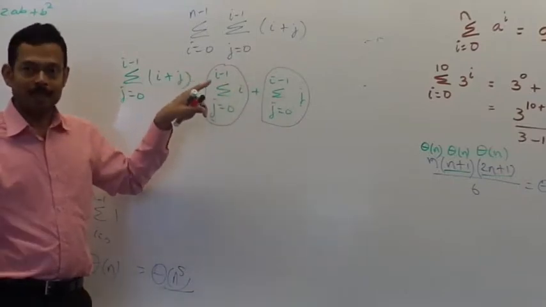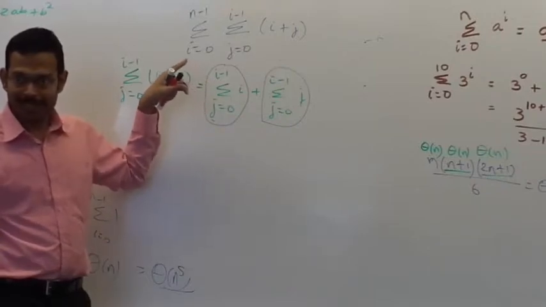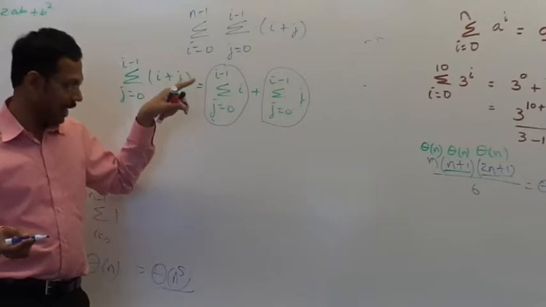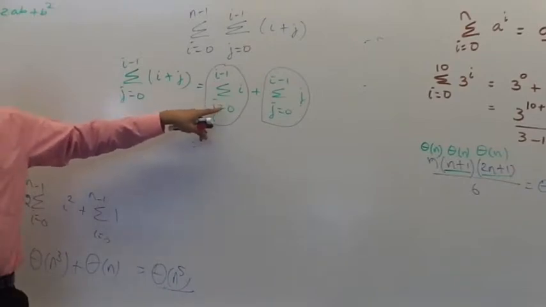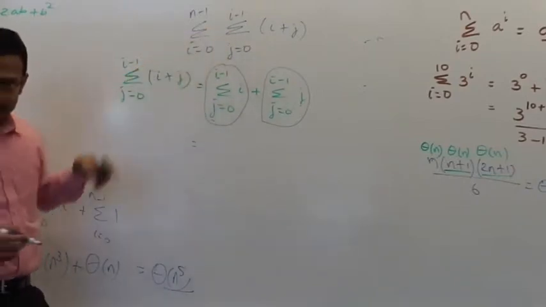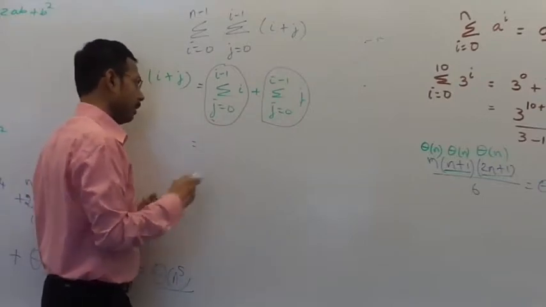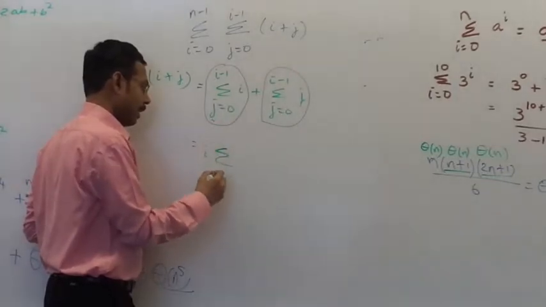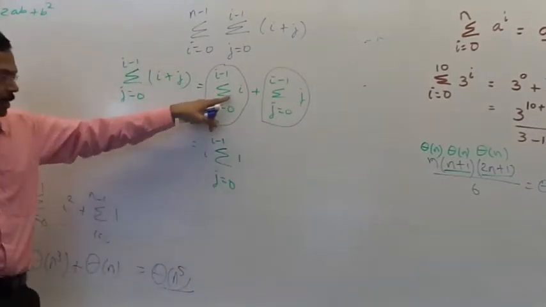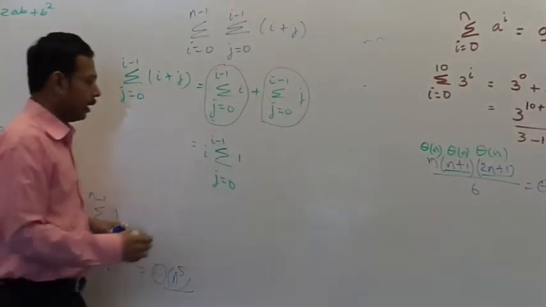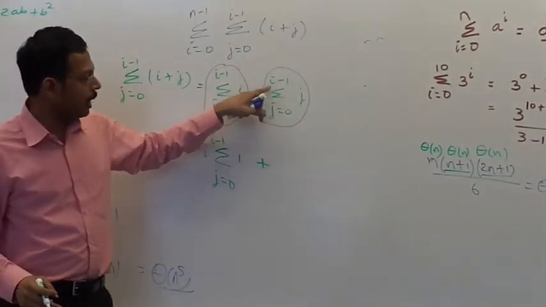Take out the i outside, because it's a constant. Yeah, so we'll do that. Our n is not appearing yet because we are just on the inner summation now, right? So for the first summation we can take the i outside. I can say i times sigma j equals 0 to i minus 1 of 1, because my i is a constant. Okay? Then plus, what about this? j goes from 0 to i minus 1 of j.